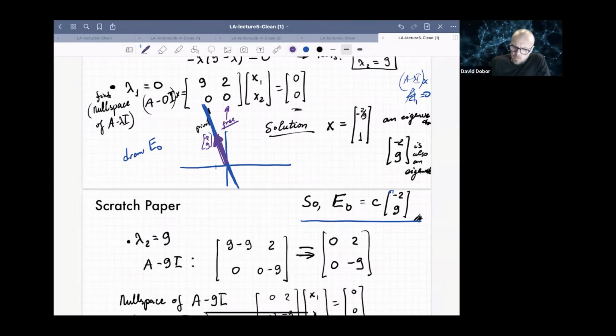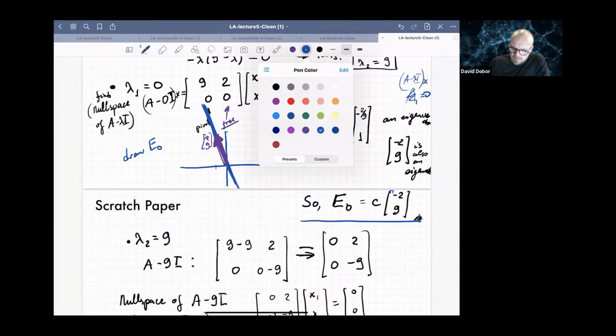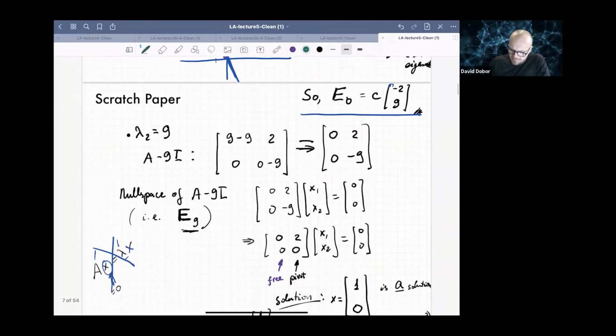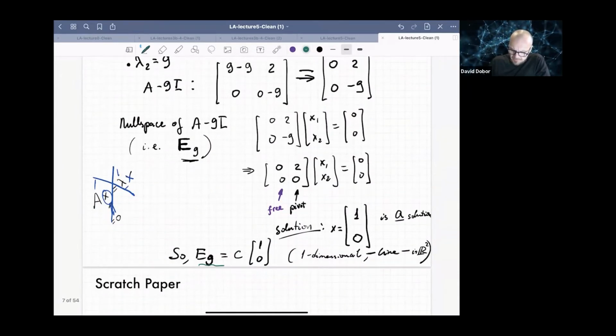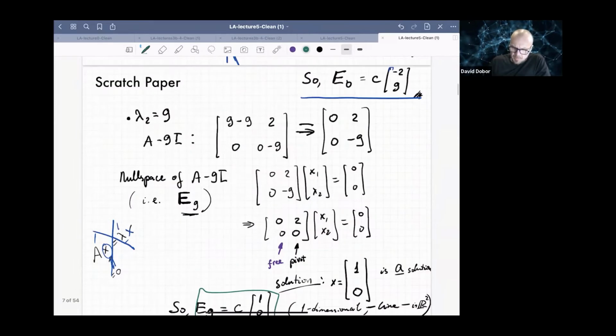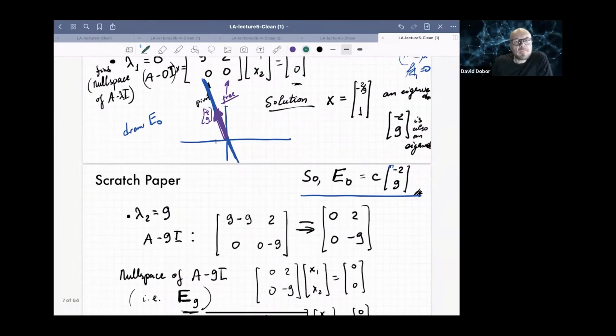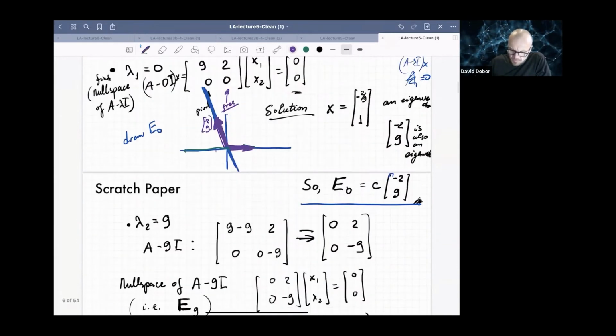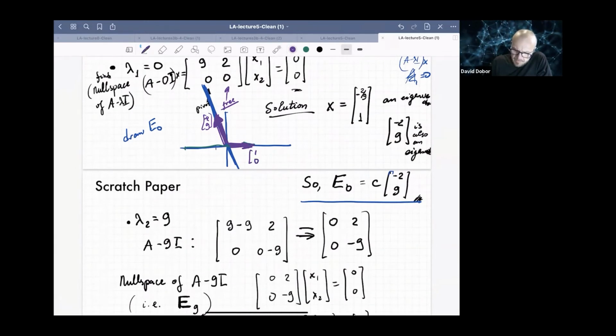And how about if I wanted to draw the eigenspace associated with the eigenvalue 9? Can you help me draw this, please? Here's the 0, 1 vector. Let's make that purple. Oh, well, what did I get? The 1, 0 vector. And here's the line, all the multiples of 1, 0.